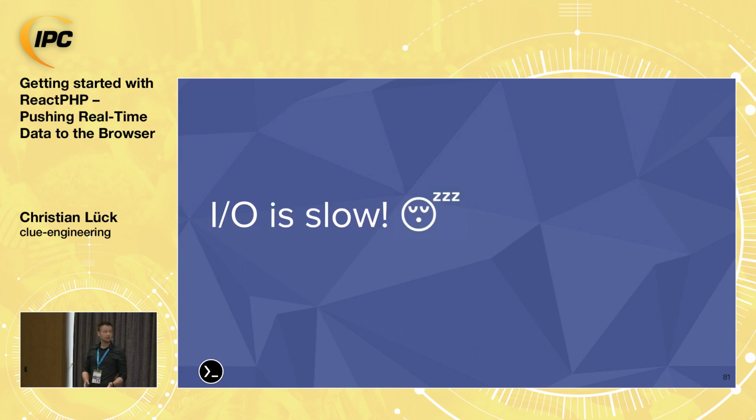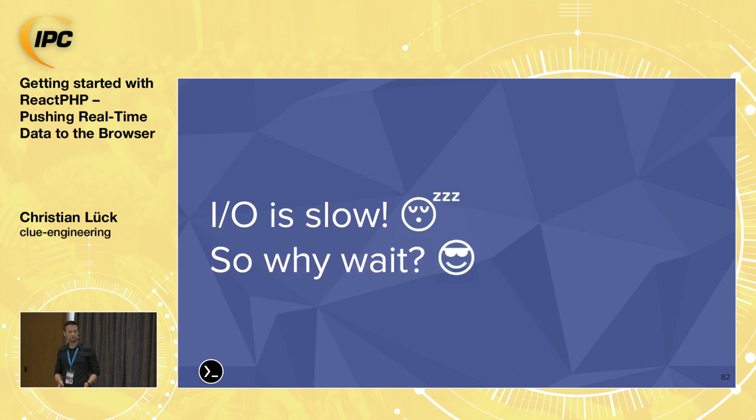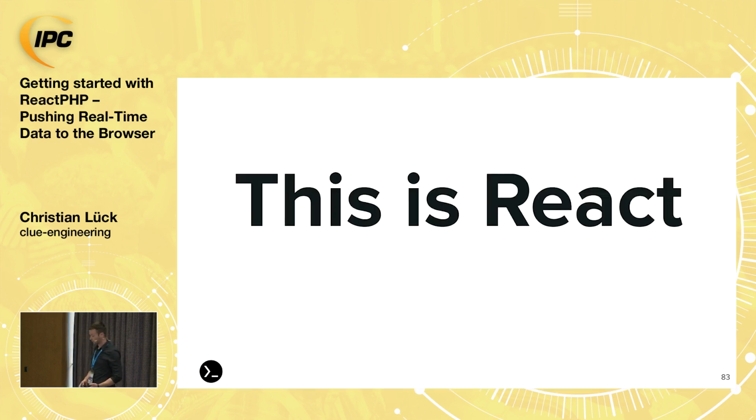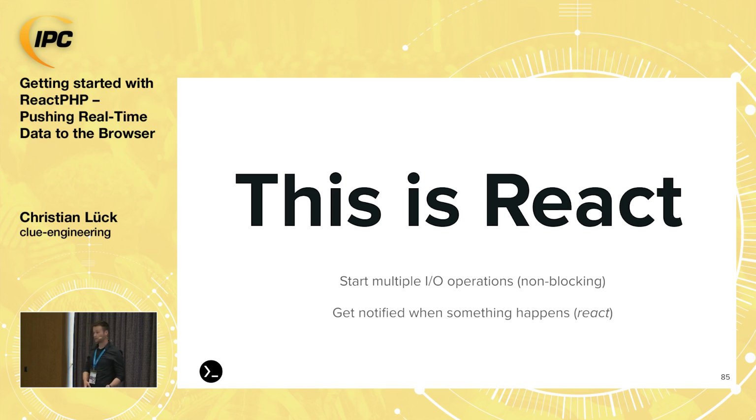And the conclusion here is input-output is slow. It's not going to change. We just have to face this fact. But why wait? I mean, we can work with this idea and just say, okay, we accept the fact that it is slow, but let's just do something else instead of waiting. And this is React. In other words, you can use ReactPHP to start multiple input-output operations, such as a file download, and then you can get notification when something interesting happens. So, for example, some new data arrived, part of your file arrived. And this means you don't have to waste any time waiting, unless, of course, you want to wait for something.